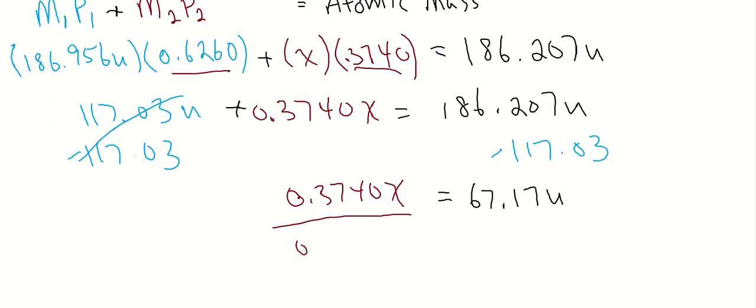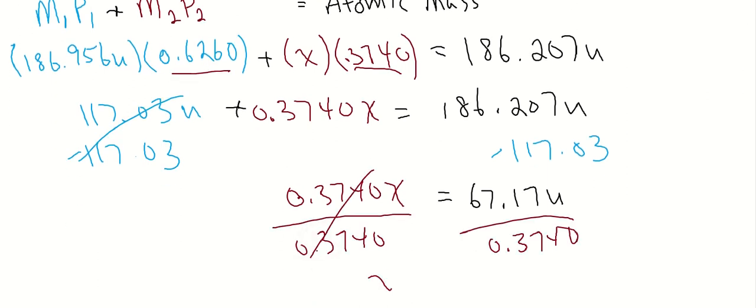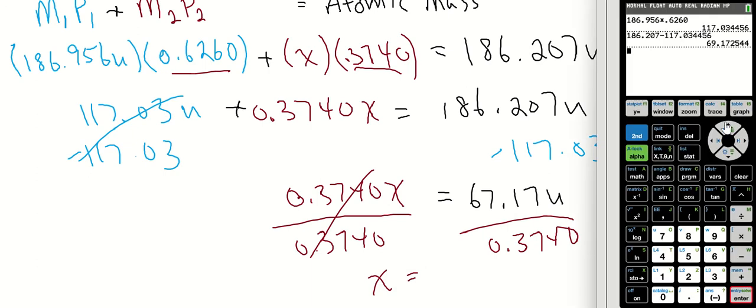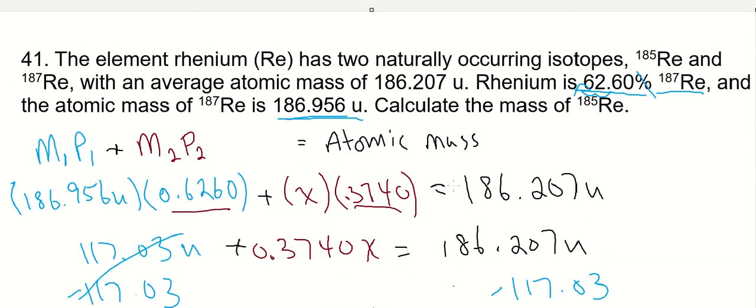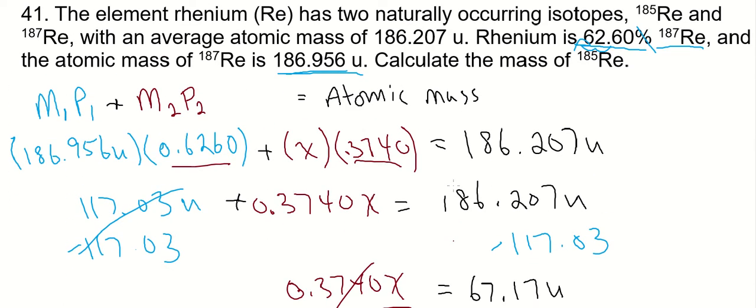Let's isolate x. All right, we got x. That's going to be our answer. Grab that number from above, divided by 0.3740. So the mass of the rhenium 185 is right there on the screen: 184.95. All right, sig figs. They're not following sig fig rules, so we don't have to.